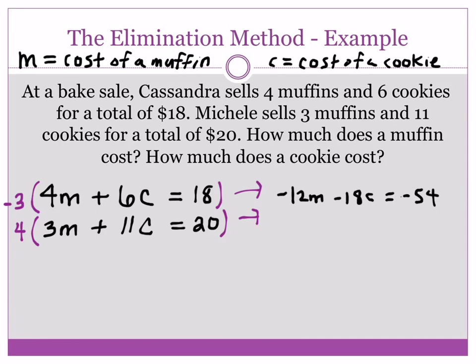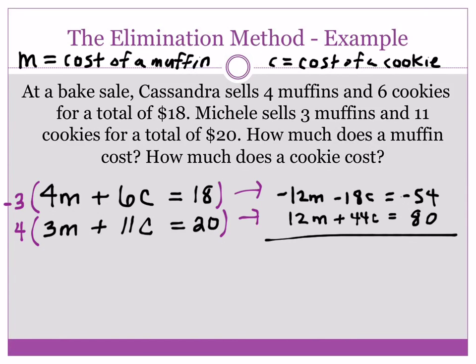All right, we're going to do the same thing on the second equation. What do you get for the second one? 12M plus 44C equals 80. I think the multiplication was easier on that one, just a little bit. Okay, so again, the whole goal was to get one of the variables to have the same number in front of them, but opposite signs, and we did that.